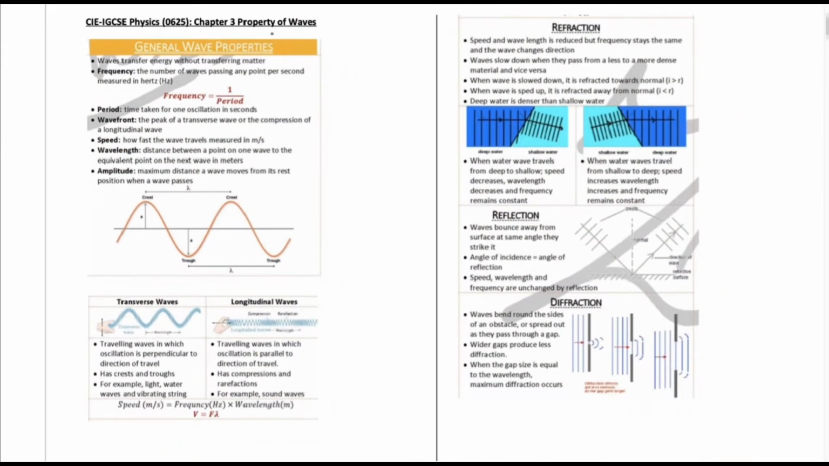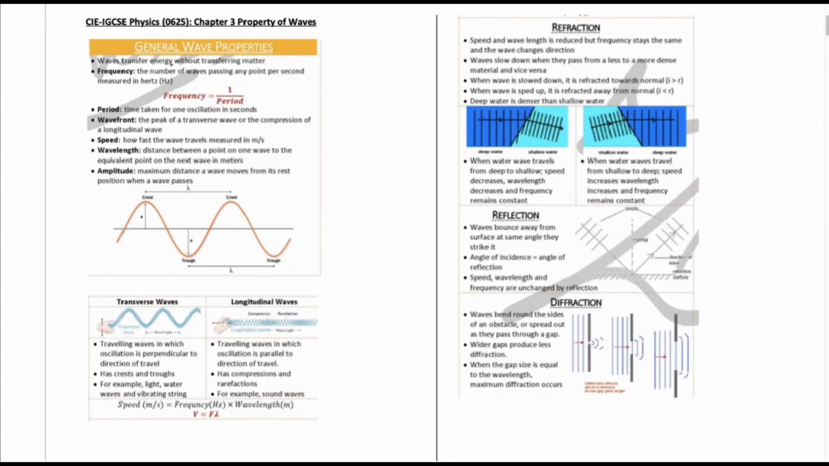Properties of waves. So first, general wave properties. You know, a wave is something like this, moving up and down. So that's the wave. An example is sunlight, for example, visible light. Visible light is this kind of wave. We call it a transverse wave, which is here.